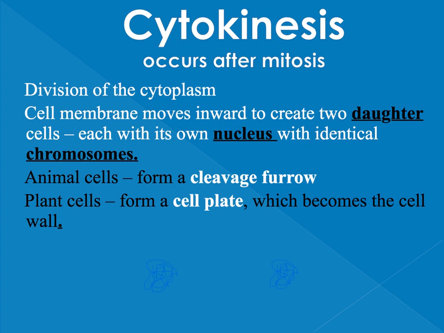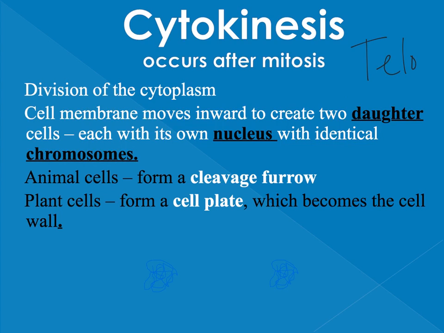Okay, in order to divide the cells into two, we have to go through cytokinesis as well. Cytokinesis is the division of the cytoplasm, and it overlaps with telophase. So it happens at the same time and near the end of telophase. Basically, the cell membrane needs to move inward to create our two new cells. These two new cells are going to be called daughter cells, and they're each going to have their own nucleus at the end, and they're going to have identical chromosomes due to the copying of the DNA in interphase.